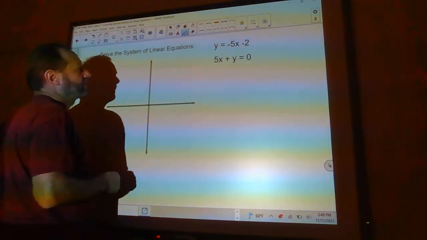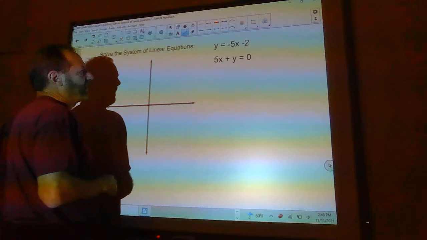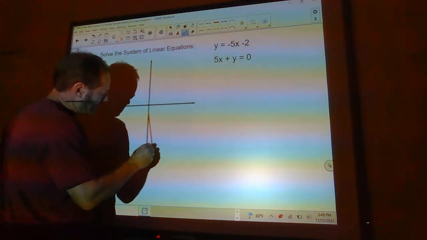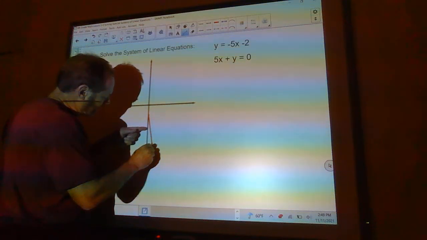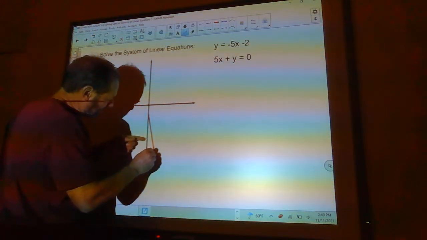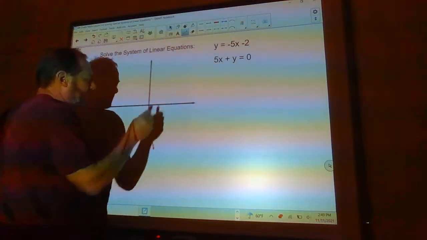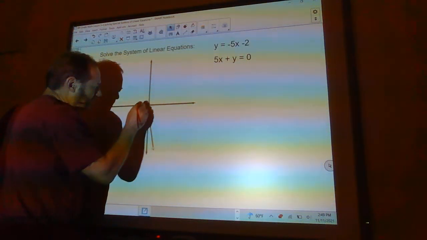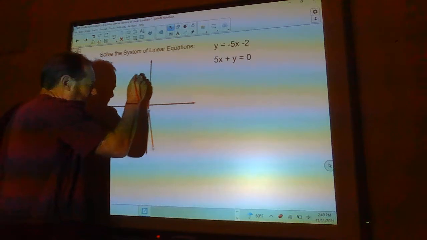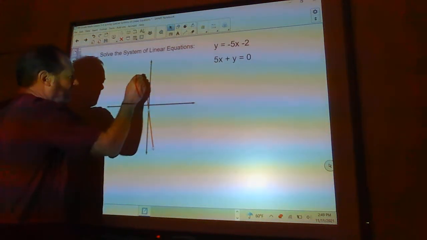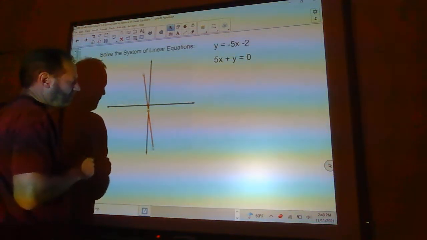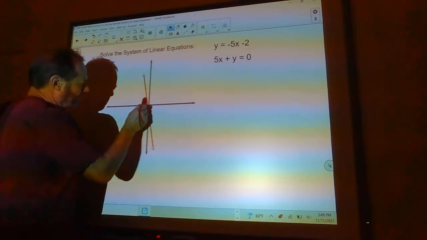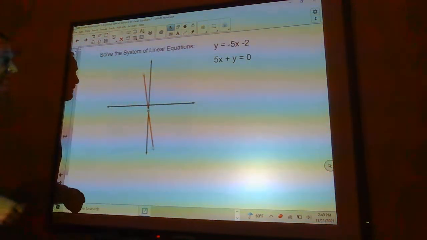So let's go back and look at this again. So y equals negative 5x minus 2. That's going to go here. It's going to have a slope of negative 5. This is super steep. 1, 2, 3, 4, 5. It'll look like that. 1, 2, 3, 4, 5. 1, 2, 3, 4, 5. Yeah, okay. So super steep.